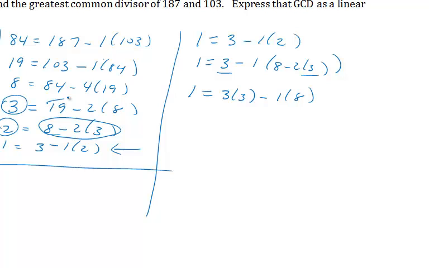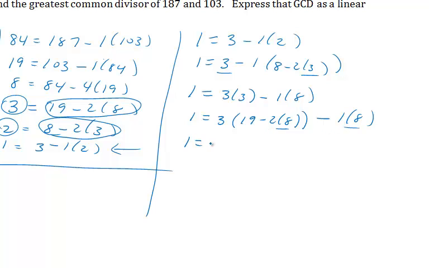The next thing we want to do is replace 3 with this expression. So 1 equals 3 times 19 minus 2 times 8, in parentheses, and then we have the minus 1 times 8. We're going to combine like terms, so we've got 8's. We've got 3 times negative 2, so negative 6 of them minus 1 more. We've got negative 7 times 8 plus 3 times 19, because I could have put the 19's first, but it doesn't matter.